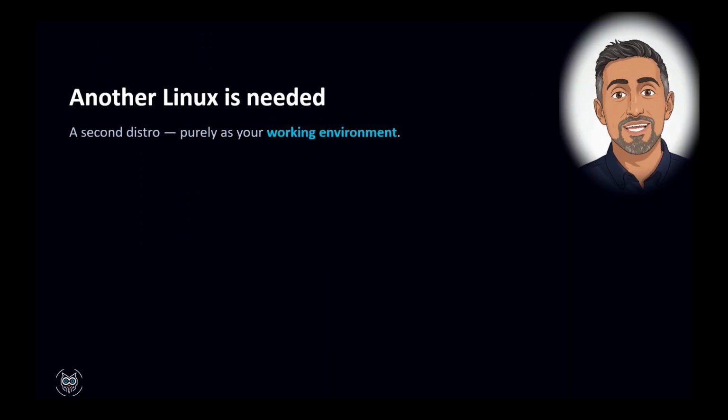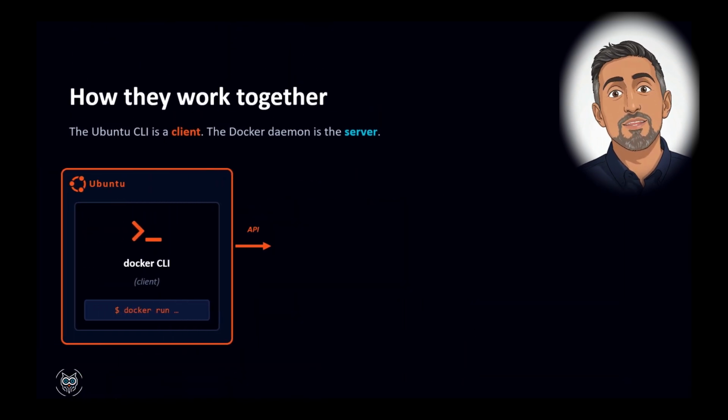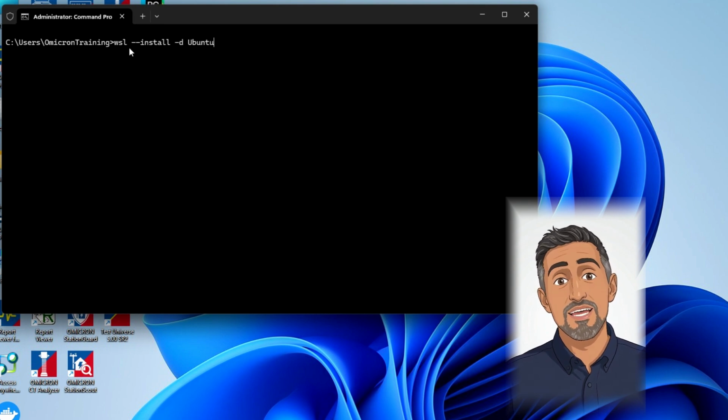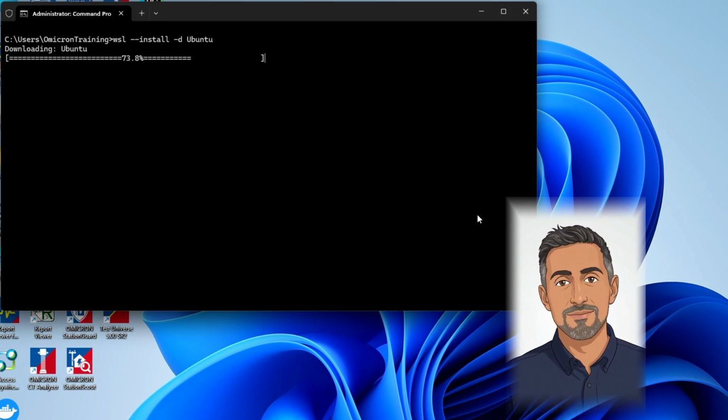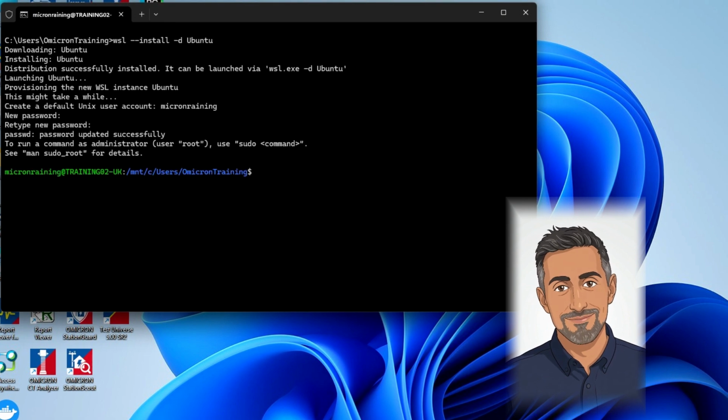Ubuntu is a good default, sitting alongside Docker Desktop's WSL. One runs the rules, one runs the command. The Ubuntu CLI sends the command, the Docker daemon executes it. The RiseClipse container validates the files. Install it with the command wsl --install -d Ubuntu. Hit enter. Once the download finishes, the system prompts for a new password. Enter one. Confirm it. Now inside the Ubuntu distro.